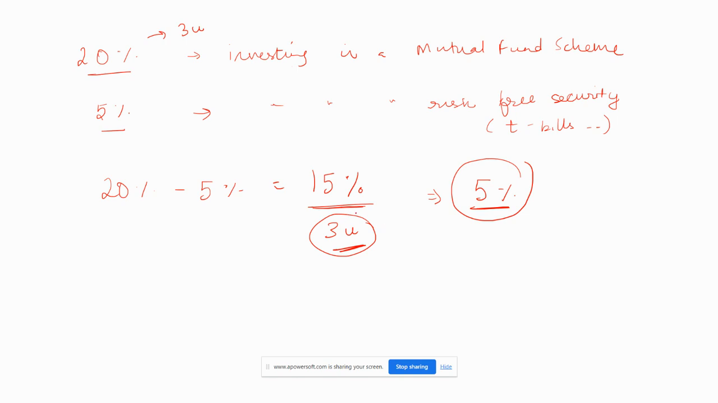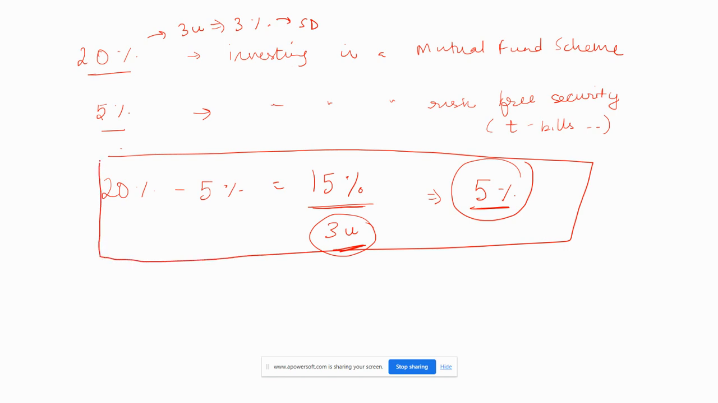Now, in my last video I explained how we calculate the risk of a mutual fund scheme, and risk of a mutual fund scheme is nothing but the standard deviation, right? So these 3 units are nothing but 3%. This 3% is the standard deviation in the mutual fund. If you don't know what standard deviation is and how it is calculated in a mutual fund, please watch my previous video.